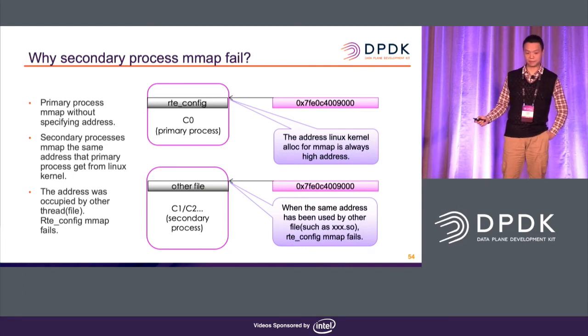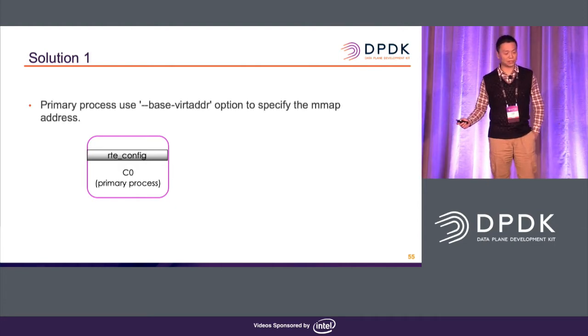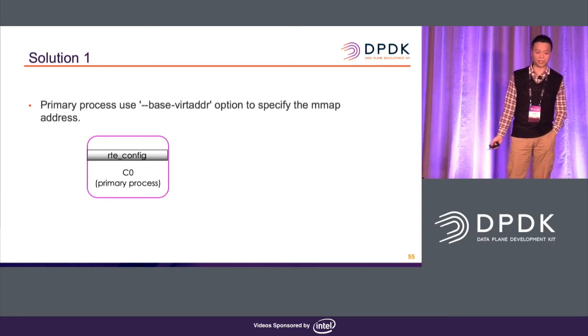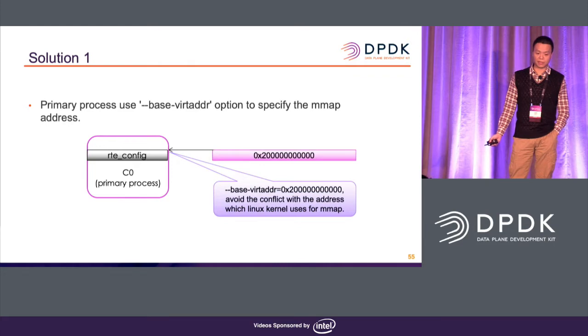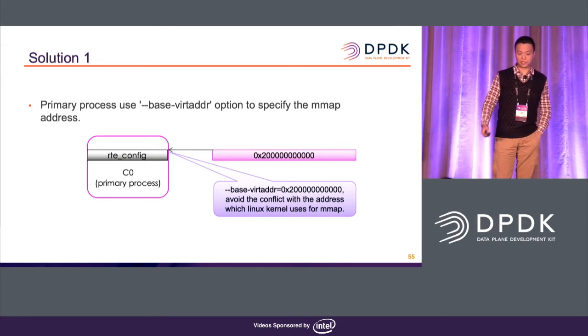How to avoid this? There are two solutions too. The first one, just as the DPDK community suggests, is to use the base virtual address option to specify the mmap address. We can specify the base virtual address as 0x20 billion, maybe, in hexadecimal. That is distinct from the 0x7f range that the Linux kernel uses. This can avoid the conflict.